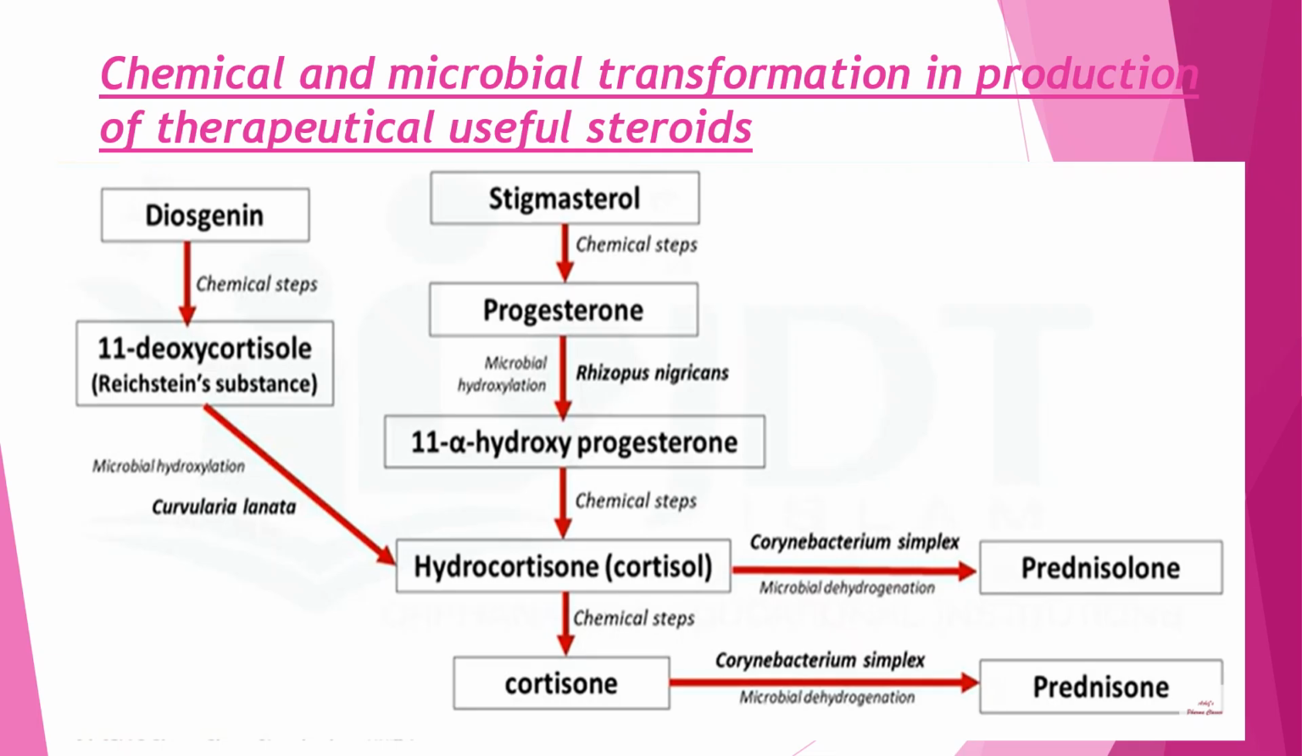For example, diosgenin can be converted into 11-deoxycortisol. We require a chemical process. And this 11-deoxycortisol can be converted directly to cortisol or hydrocortisone by using Curvularia lunata. It is a microorganism. So in order to convert diosgenin into hydrocortisone, we have used one chemical step and one biological step. In the chemical step, diosgenin is converted into deoxycortisol. From the deoxycortisol, it is converted into cortisol with the help of one microorganism.